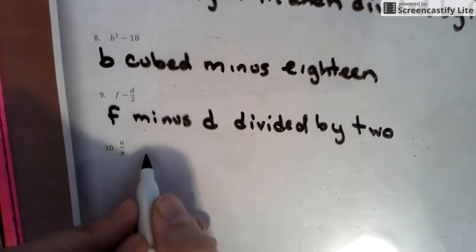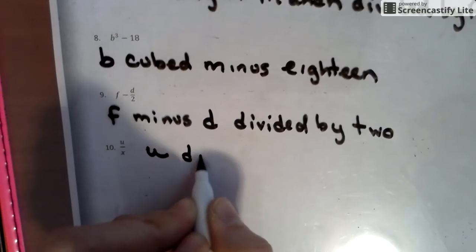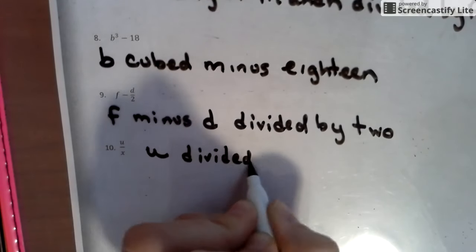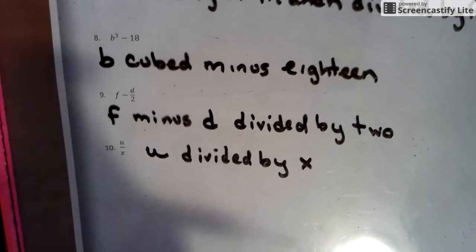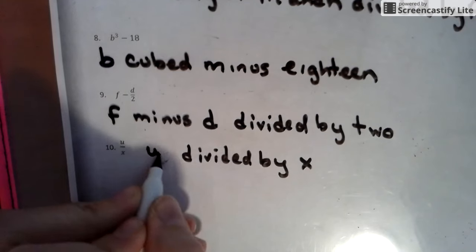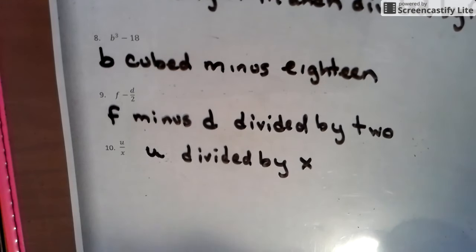And last but not least, this one's easy. It's u divided by x. And you will see words in your notes that we will give you that mean adding, subtracting, multiplying, and dividing. We'll talk about that in class. So there are other words to use than minus. There's other words to use than plus or sum and things like that. So this is just the beginning of translation of the algebraic expressions.